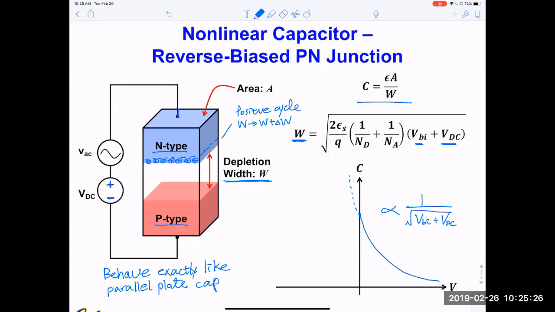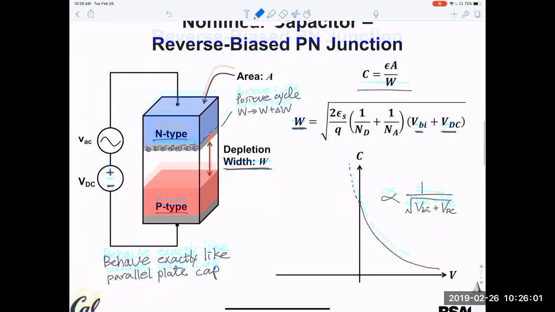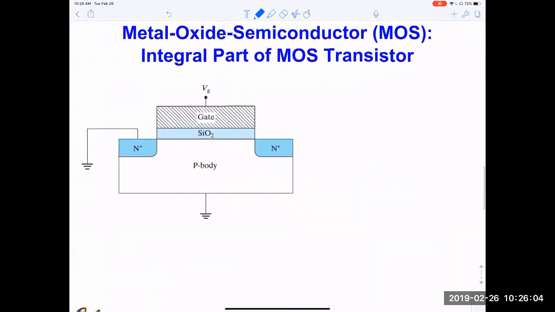However, the current starts conducting, and the current will soon overwhelm the capacitor functions. So when we need a capacitor, we never bias it in the forward direction. We always bias it in the reverse bias direction. So we don't really worry about what happened to these capacitance in the forward direction. It's still there, but it's going to be dominated by the forward current. Okay, so this is the simplest type nonlinear capacitor that you have already learned. Okay, now let's move into MOS.